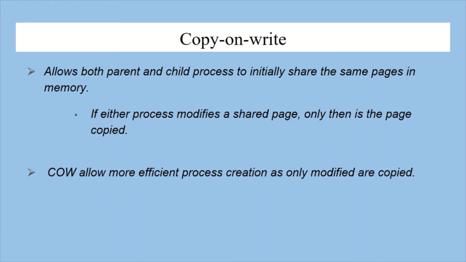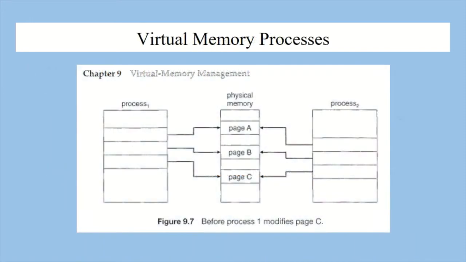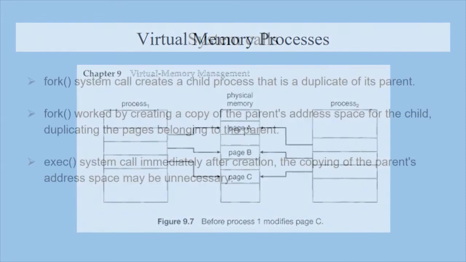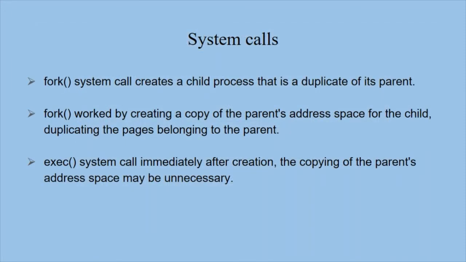So this example here is this diagram. Here we have process 1, the physical memory, and process 2. Process 1 and process 2 are accessing the physical memory and sharing the data with each other. They are accessing pages A, B, and C. Before, process 1 has not yet modified page C. So first are the system calls that we will use in this diagram.